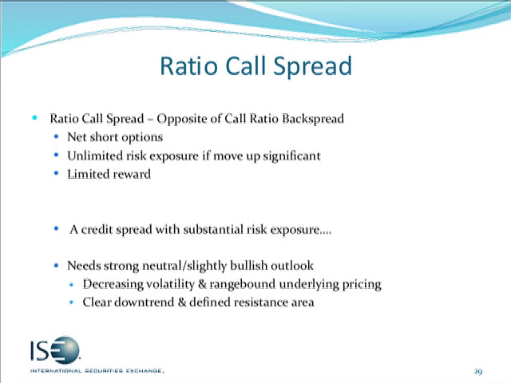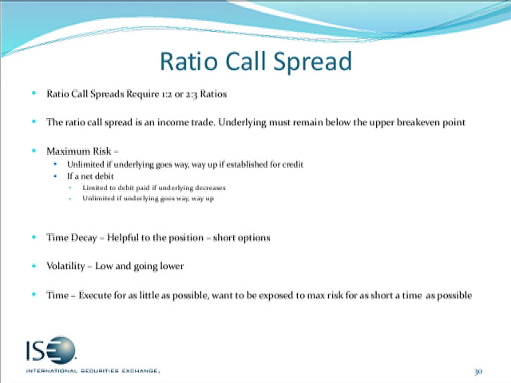They are credit spreads, but they bring substantial risk exposure. For the call spread, you need a strong neutral to slightly bullish outlook. You want the volatility to be decreasing, and you want that underlying to be range bound. You need to see that it has a clear downtrend. Of course, on the upside, does it have a resistance area that we need to be aware of?